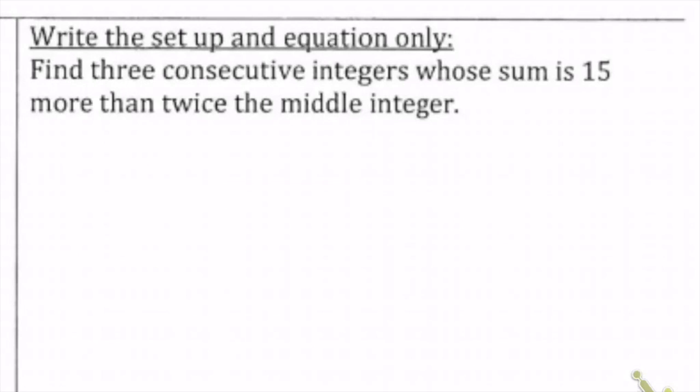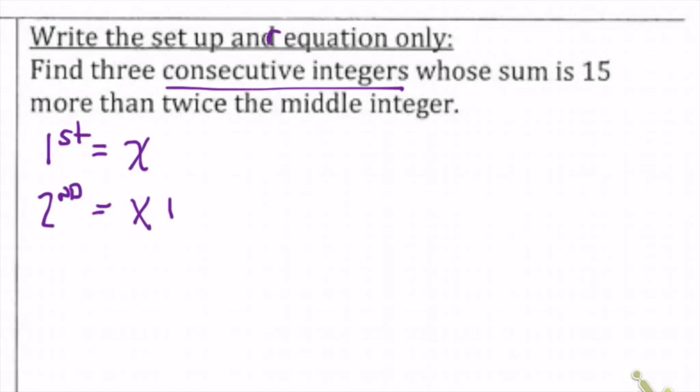So for the next warm-up, again, we're going to write the setup and an equation only. So you're asked to find 3 consecutive integers whose sum is 15 more than twice the middle integer. So our setup is that 3 consecutive integers. So our first integer, we can make x. Our second, since they're just consecutive, not consecutive evens or consecutive odds, is just x plus 1. And then our third would be x plus 2. So that's our beginning of our setup.